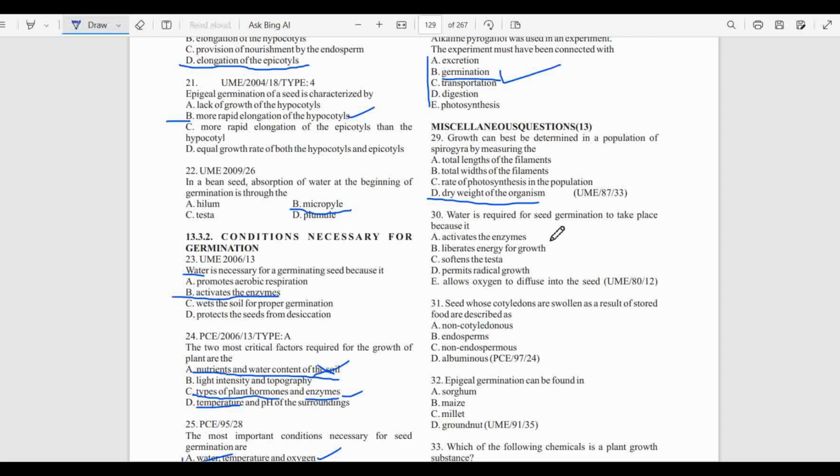Now, finally, question 30. Same question repeated over and over again. Water is required for seed germination to take place because it is needed for activation of enzyme. You can't miss this question again. So, activate enzymes. That is where we are going to stop in this section.